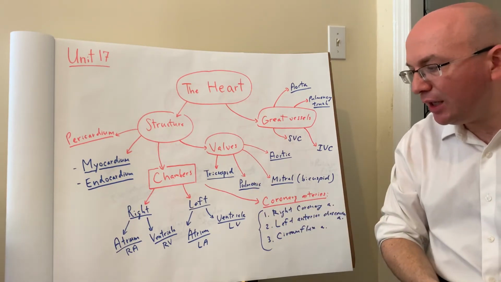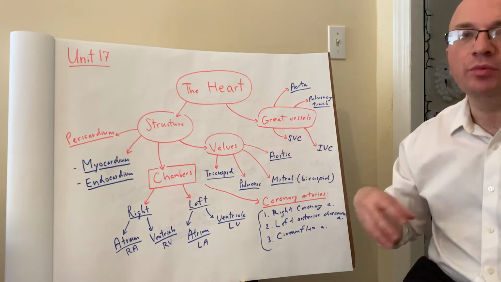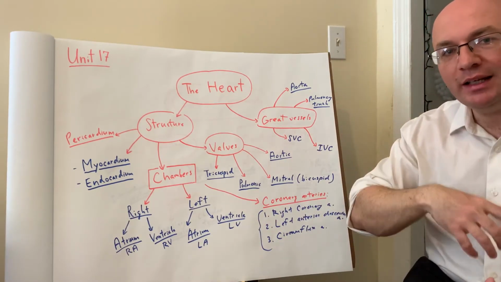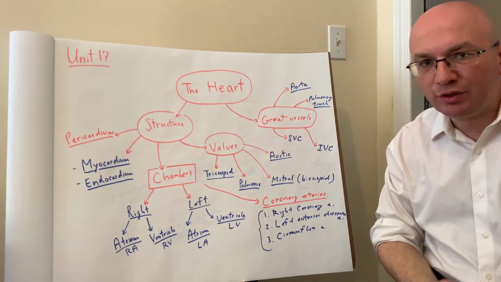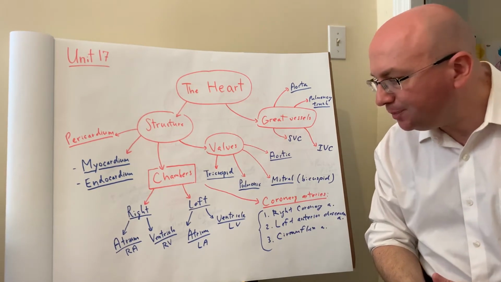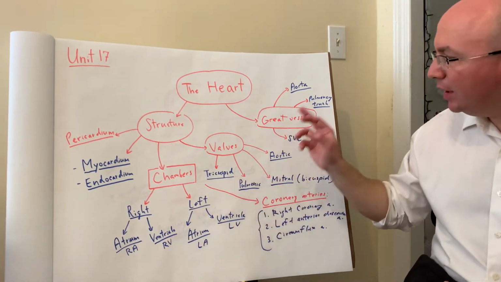This valve is located between the right ventricle and the pulmonary trunk, which is this large artery that exits out from the right ventricle on its way towards the pulmonary circulation, or basically the lungs. Again, the pulmonic valve is located between the right ventricle and the pulmonary trunk.